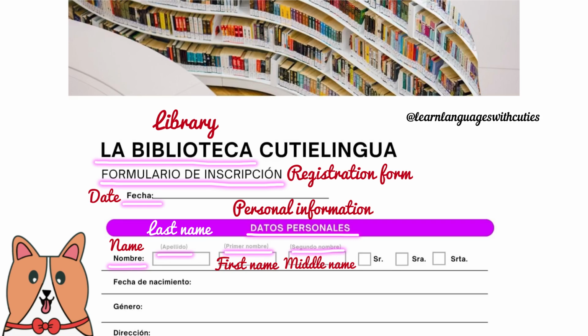Now let's see the abbreviations for the titles. The first one is SR, which means Senor, SRA, which means Senora, and SRTA, which means Senorita. The next one is Fecha de Nacimiento, which means date of birth. The next one is Género, which means gender.